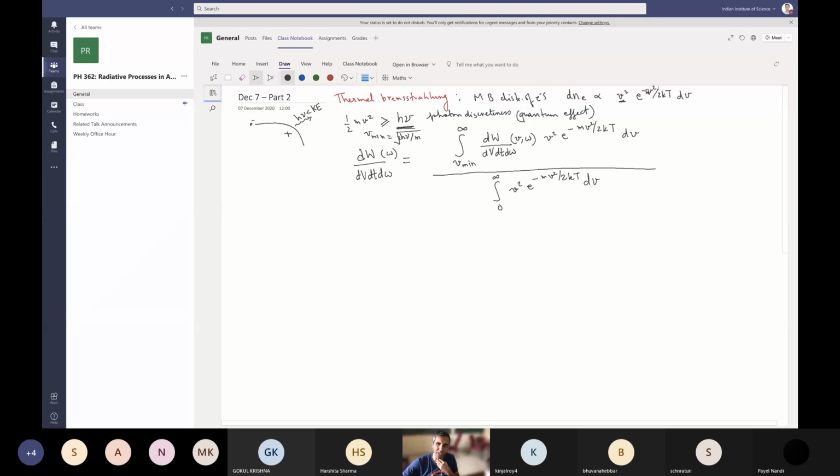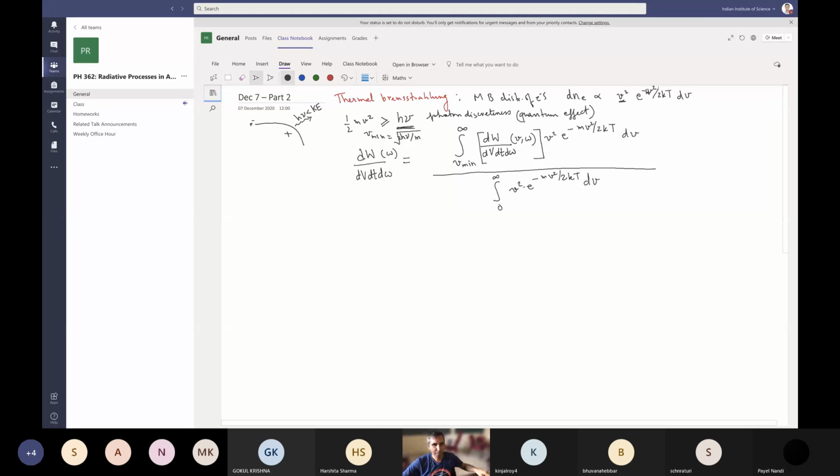So this is just integrating the power expression for electrons with a given velocity v, and then summing it over, weighing it with the Maxwell-Boltzmann distribution. And dividing by this in the denominator is just the normalization.